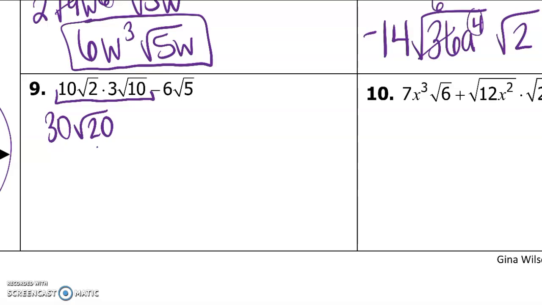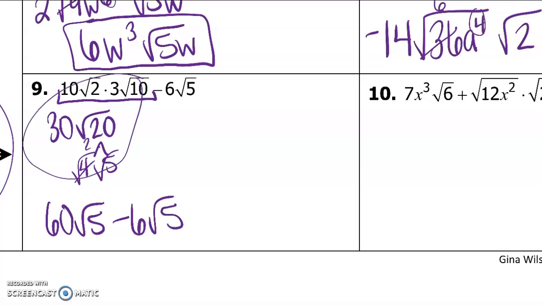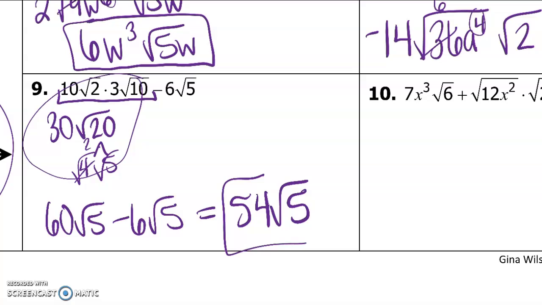So 20 and 5 don't match, so you might think you don't have to put them together, but you need to break down 20. 4 is our perfect square that goes into 20. Square root of 4 is 2. So 30 times 2 is 60, square root of 5, and then minus 6, square root of 5. So you need to simplify this entire left-hand part until you can get down to the square root of 5, and then you are able to subtract. So our final answer is then 54, square root of 5. So again, when you add or subtract, your underneath numbers need to match, and then you just combine your coefficients.